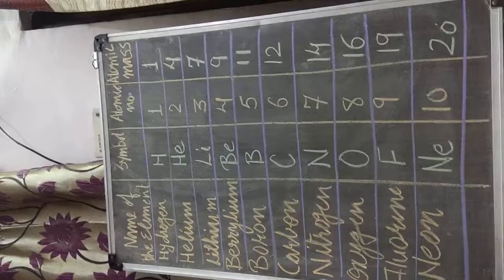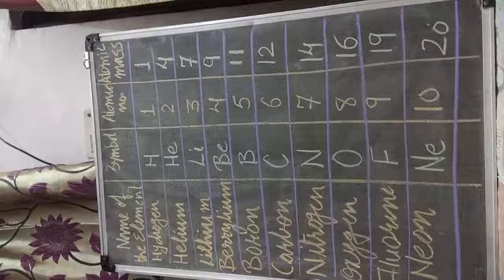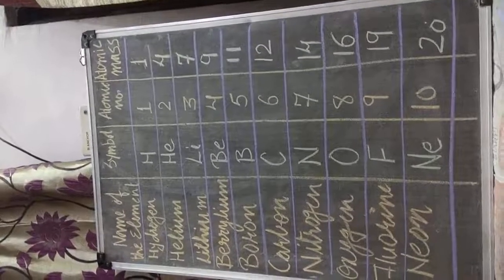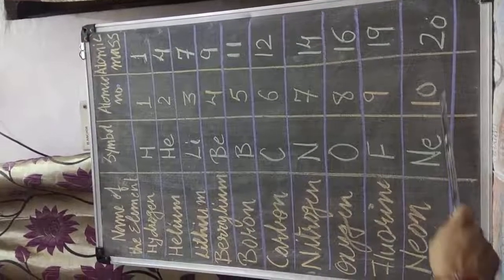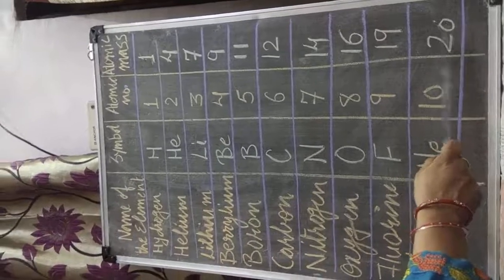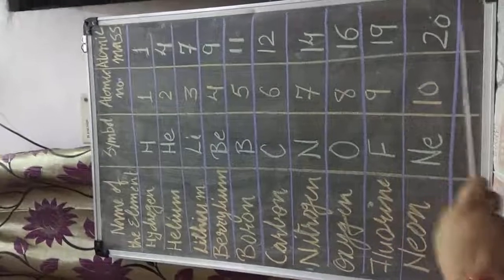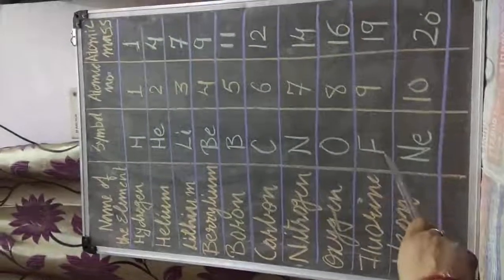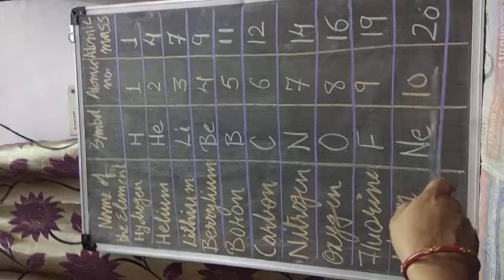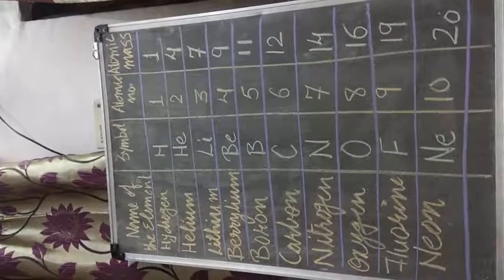Fluorine, 9 is the number and 19 is the mass. And neon is Ne, N capital e small, 10 is the number and 20 is the mass. In my next class, I want you to learn all these 10 elements, students. It is very simple. And if you learn it, then you will be able to understand the topics which I will be teaching you in my next video. Till then, thank you, students.